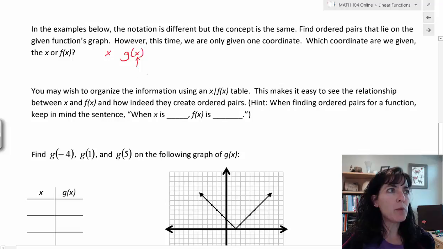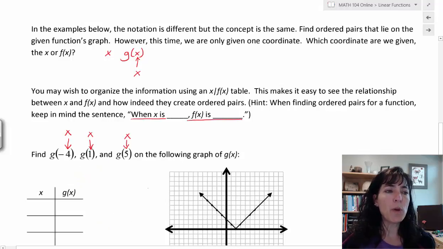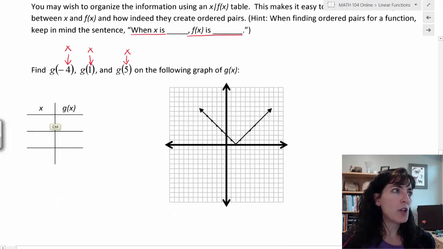So if we're given that number right there, that is the x, right? So here we're given this value is an x, this value is an x, this value is an x, and we're trying to find the g that goes with it, or the g of x. And you can use this sentence, when x is blank, f of x is blank, or in this case, g of x, to help you out with this graph of g of x. So when x is -4, g of x is what?